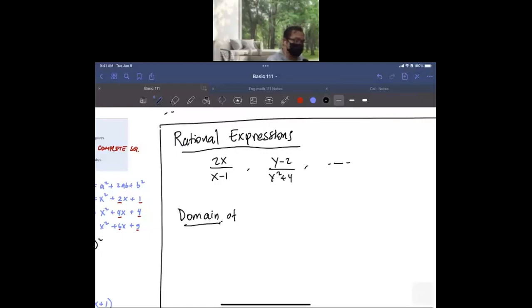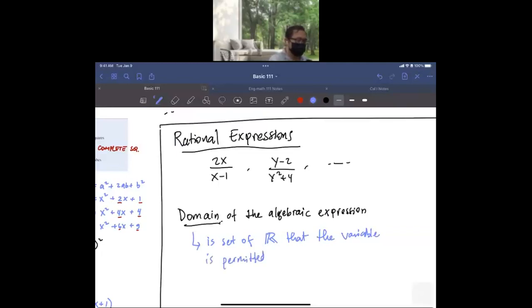Domain of the algebraic expression is the set of real numbers that the variable is permitted to have. Okay.